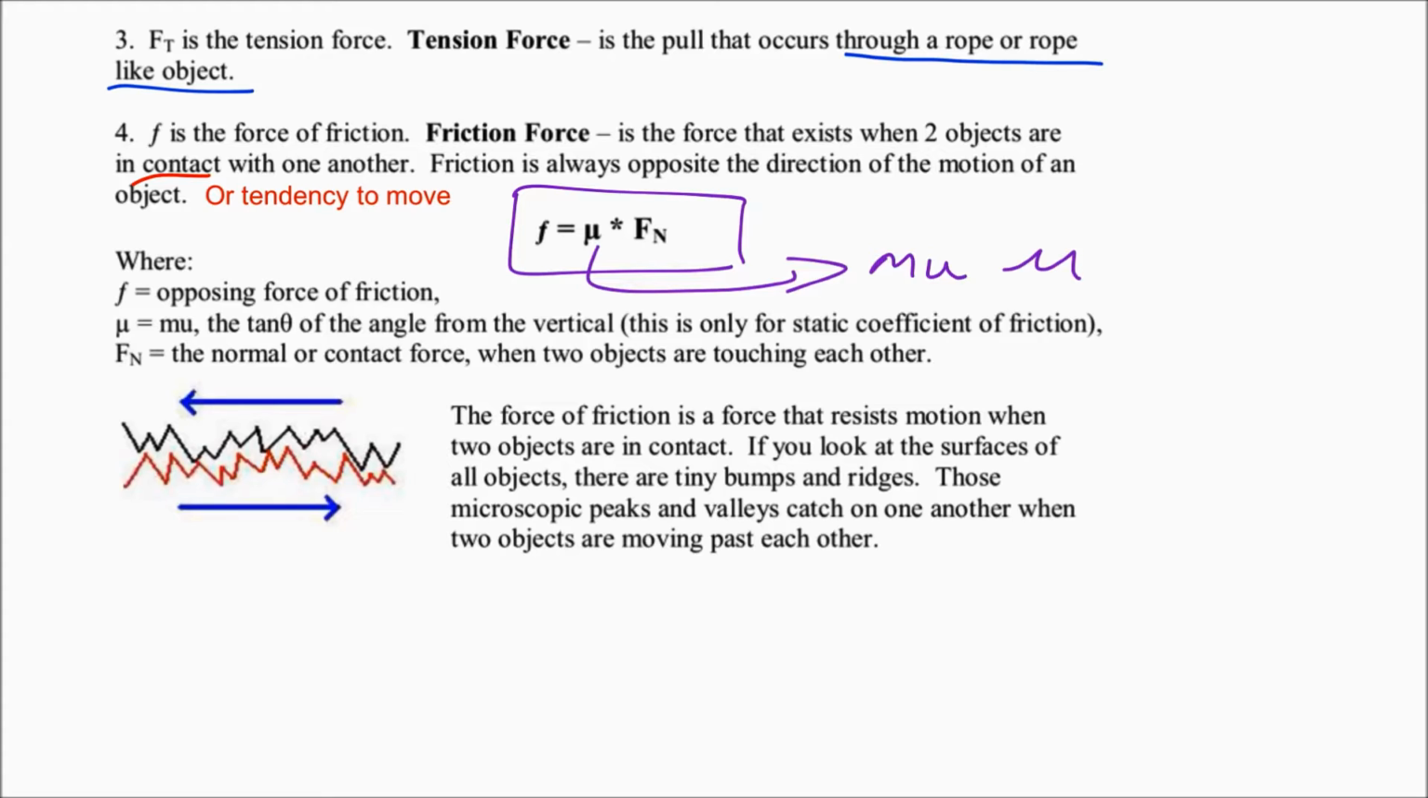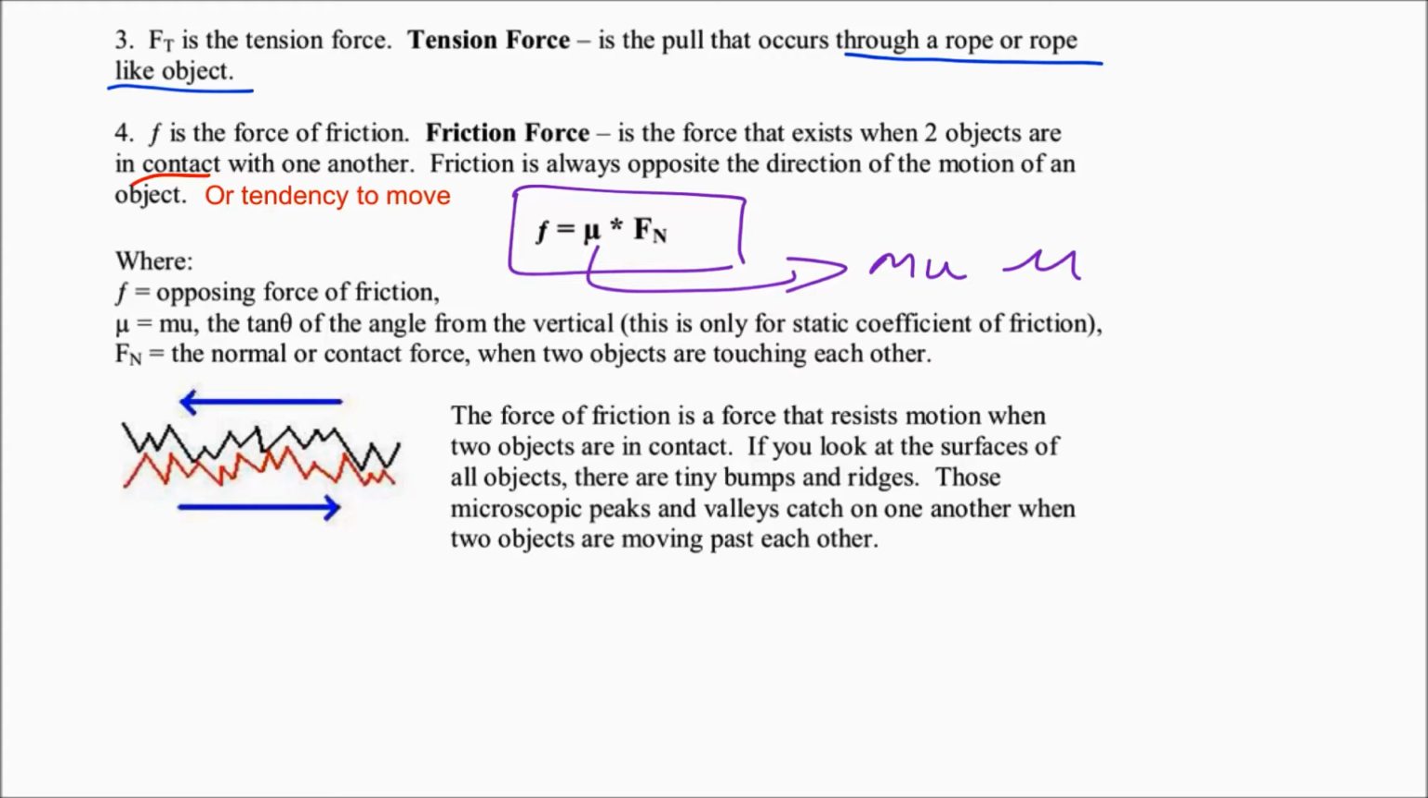And it sort of looks like an M, and it sort of looks like a U. So it's called mu. And mu is the coefficient of friction. All right? And we can have a static coefficient of friction or a kinetic coefficient of friction. Static means that the object is sitting still even though you're pushing on it.